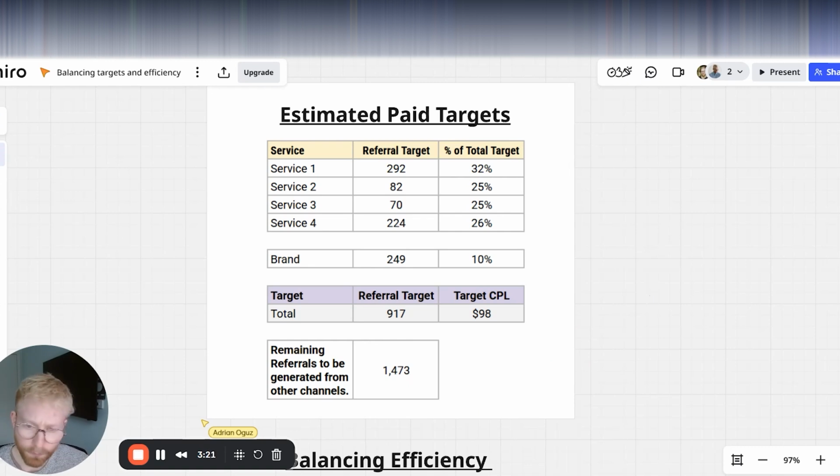So that would give us a cost per lead of around $98, right? That's what our target was, and I also included the brand referrals as well, which was a big, I guess, a big driver. But this is really important to have.